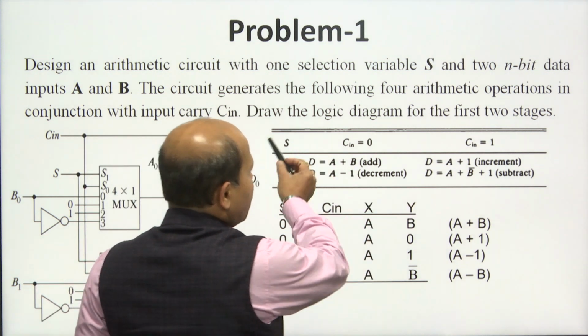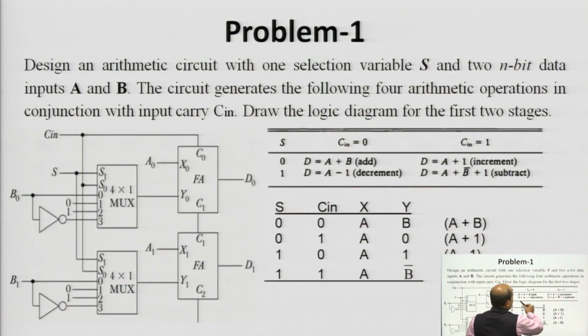So, in this particular problem, you can see there are four combinations of arithmetical operations given, and they can be selected based on the S value and carry in value. So, there are two selection inputs S and C in. Based on this, we can select one of the four arithmetical operations, and these operations are to be performed in the ALU. So, we have to design the ALU circuitry which can perform these four operations.